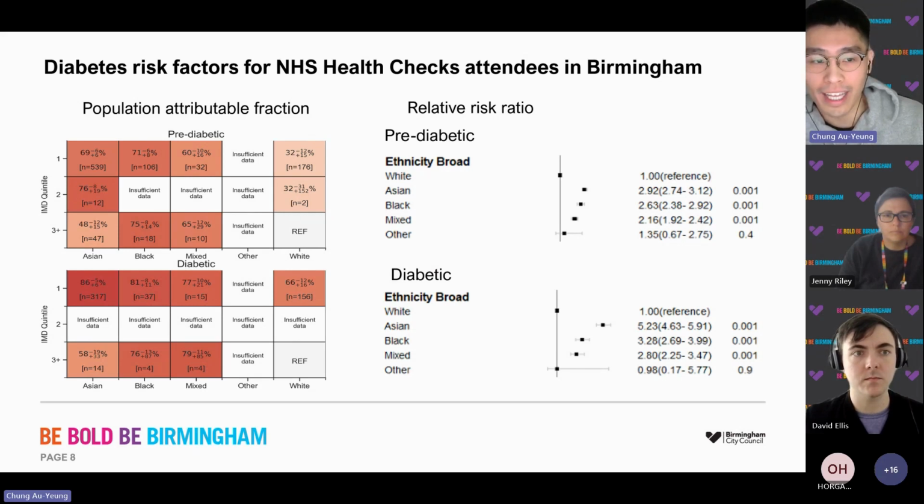Here the reference group is white ethnicity who live in IMD quintile 3+ areas, which are the least deprived areas. You can see from the left-hand side that Asian, Black and mixed have the highest proportion of negative outcomes. For Asians in diabetic range, 317 cases could have been avoided if they had the same risk as our reference group. The right-hand side is a regression-based analysis, and we're reporting relative risk ratios. These two negative outcomes are relative to individuals who are in normal condition. We can see that Asian, Black and mixed also have elevated risk compared to white ethnicity.